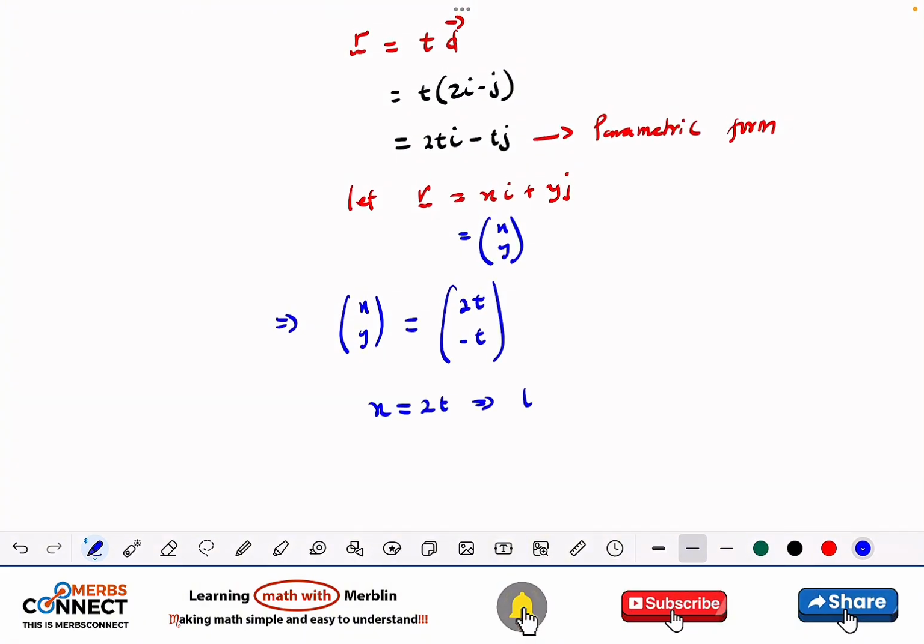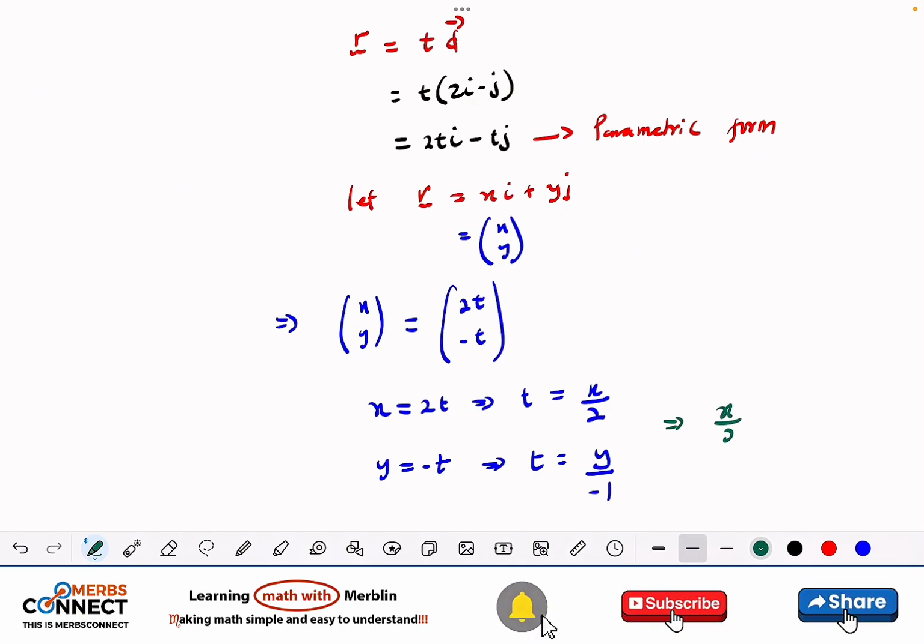This implies that t is equal to x over 2. And then y is equal to minus t. This implies that t is, you cannot say that t is equal to minus y. No. What you can say here is t is equal to y divided by minus 1. That is very important with vector writing. So we are thinking vectorly.